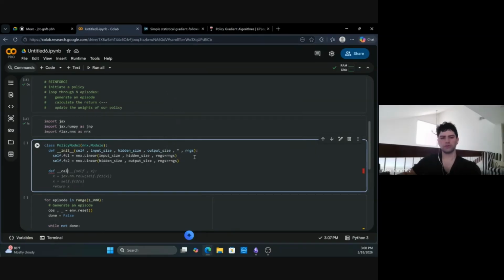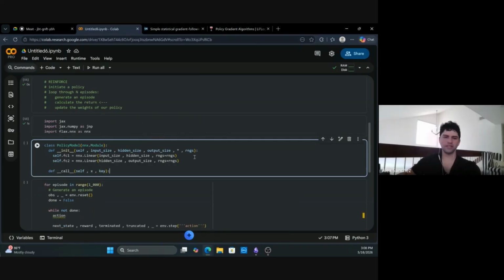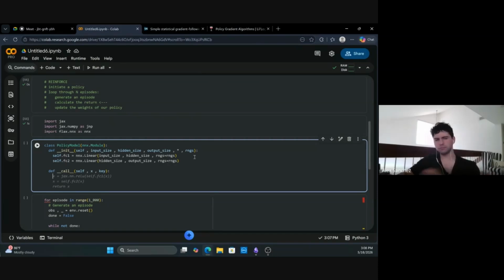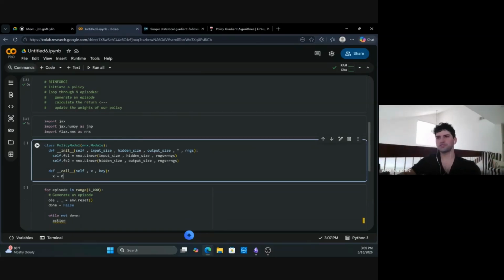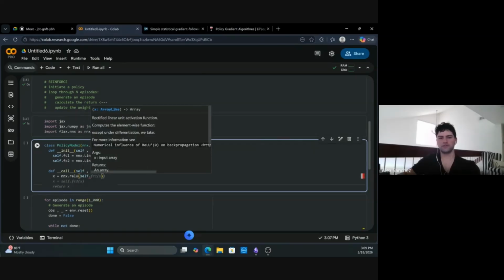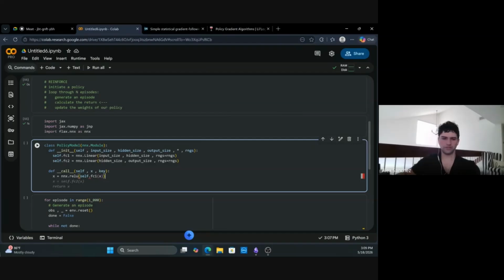And let's call our model, and let's just pass the key. I'll make this better in the future, but this is just our original implementation. And here what we do is we call the ReLU function on the first layer. So we pass through the first layer. The second layer gives the logits. Let's call them logits.